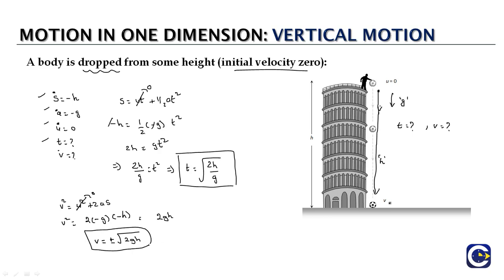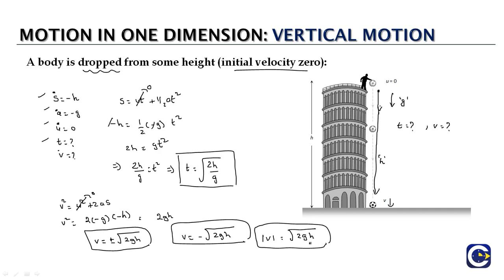So v will be plus or minus root 2gh if we take a square root on both sides. Now as we know, since the final velocity will be in the downward direction, as per our convention we will take it as minus root 2gh. But if we are just looking at the magnitude part of it, the magnitude will be root 2gh. So these are the important results in case of an object being dropped from a height h. So time it takes to reach the surface of the earth will be root of 2h by g, and when it comes to the surface, the final velocity value will be equal to root 2gh in the downward direction.